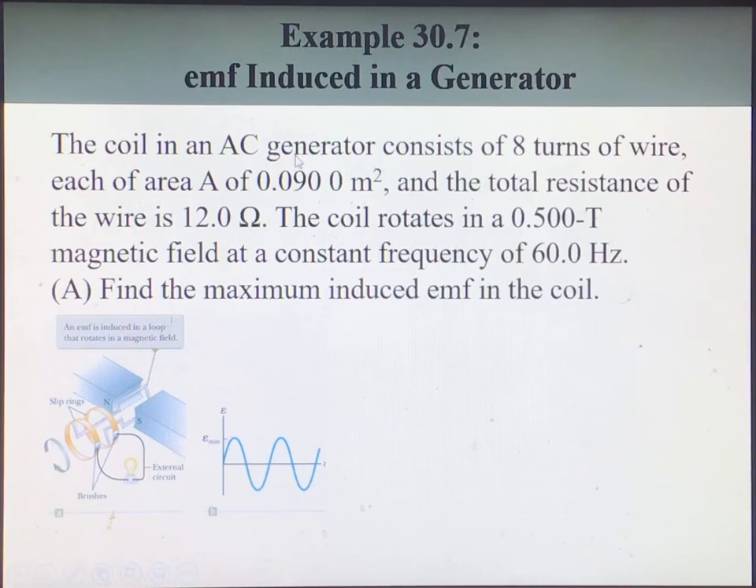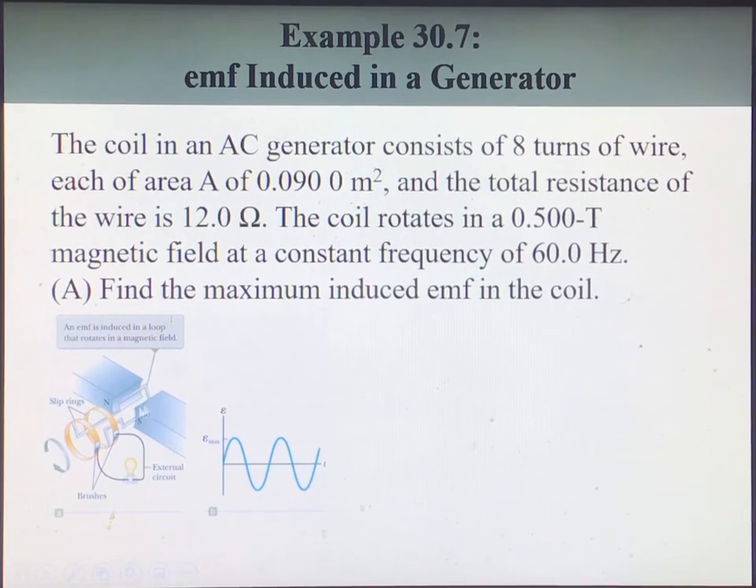Now let's look at this example here. So this is example number 30.7, and in this example we're going to calculate the EMF induced in a generator. So suppose that we have an AC generator that consists of 8 turns of wire, each of area A given by 0.090 meters squared, and the total resistance of the wire is 12.0 ohms. And then it says that the coil rotates in a 0.50 Tesla magnetic field at a constant frequency of 60.0 hertz. Find the maximum induced EMF in the coil.